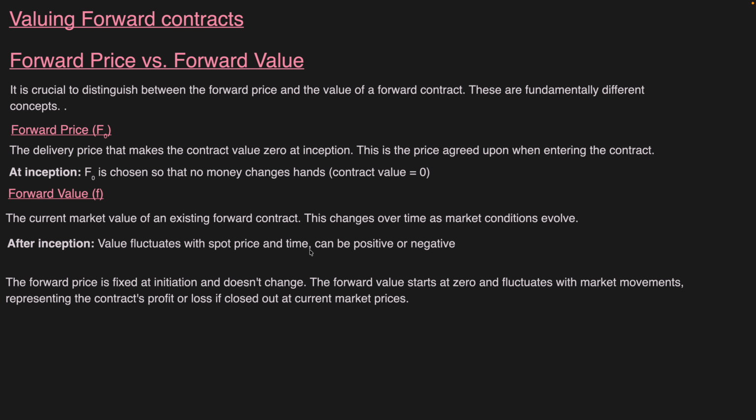So the forward value starts at zero and fluctuates either to the positive side or onto the negative side with the market movements, representing the contract's profit or loss if closed out at the current market price. It means if the forward price is positive, then you earn some profit if you close it out immediately, or if the forward price is negative at any particular point of time, then in such case you are going to lose out on the contract.